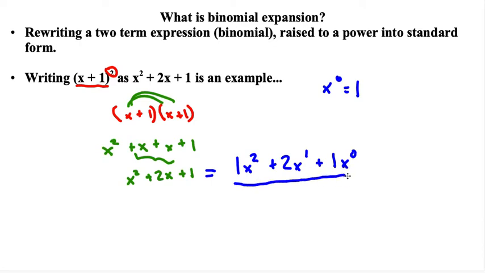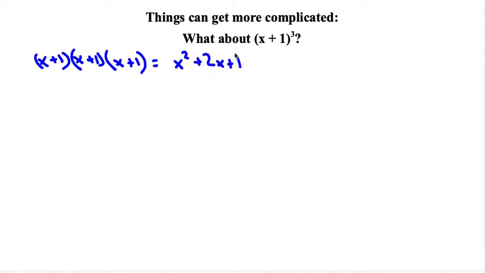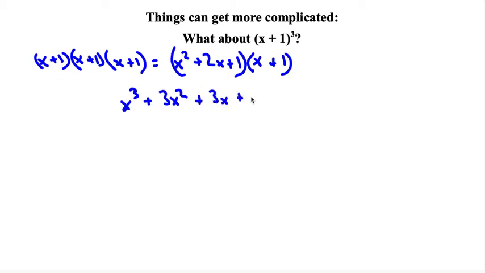To help give you that idea of why we're doing it, we need to take a look at the next example. So what about x plus 1 cubed? Well, we know that that's going to be x plus 1 times x plus 1 times x plus 1, which is the same as saying, well, we know what x plus 1 times x plus 1 is, which is x squared plus 2x plus 1 times x plus 1. And then we distribute: x cubed plus 3x squared plus 3x plus 1.